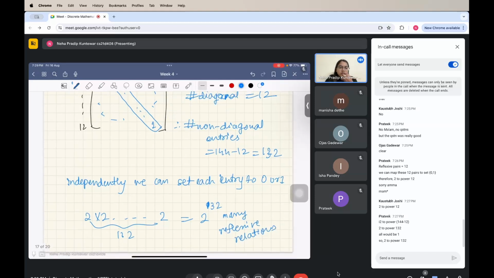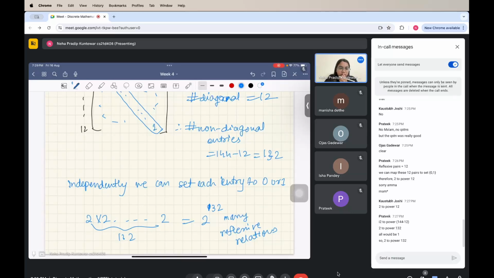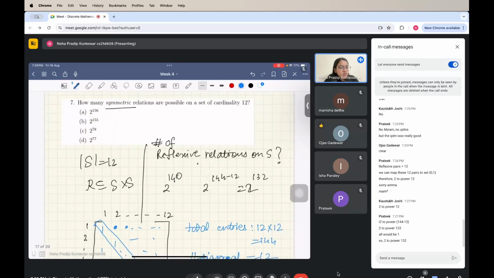So is this fine with everyone? Okay, good. So if that is clear, then try this out. Count the number of symmetric relations that are possible on a set of size 12. Ma'am, I think it would be option C. Okay, good. So I'll wait for a minute for others to try. Then I'll start with the answers.